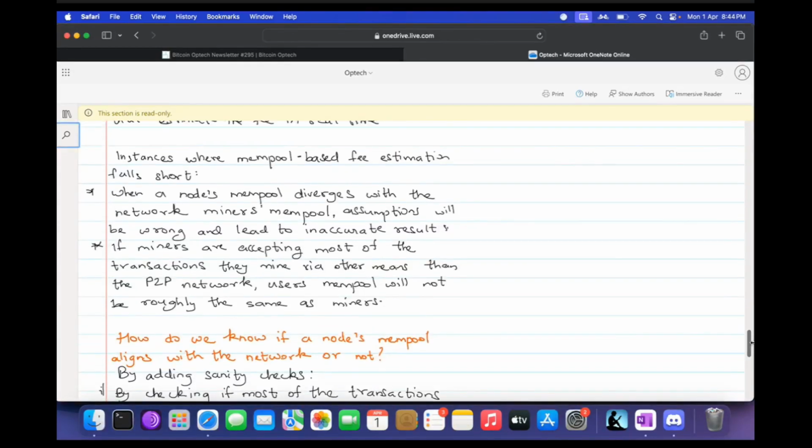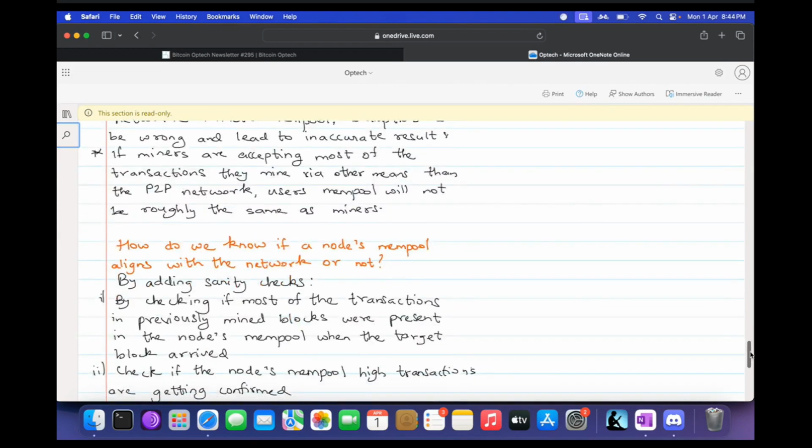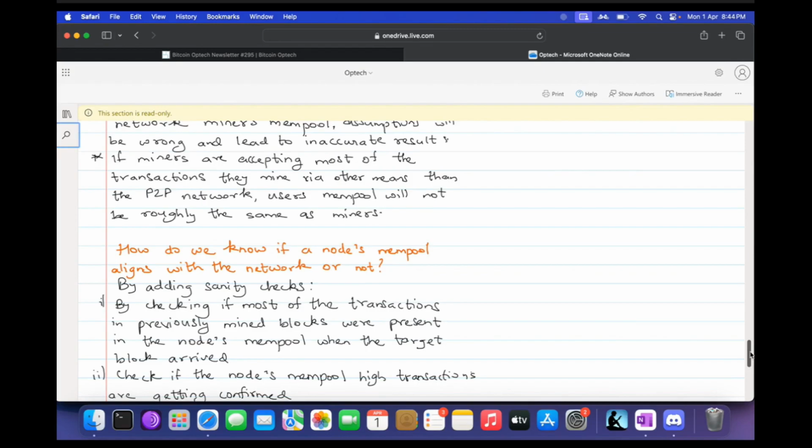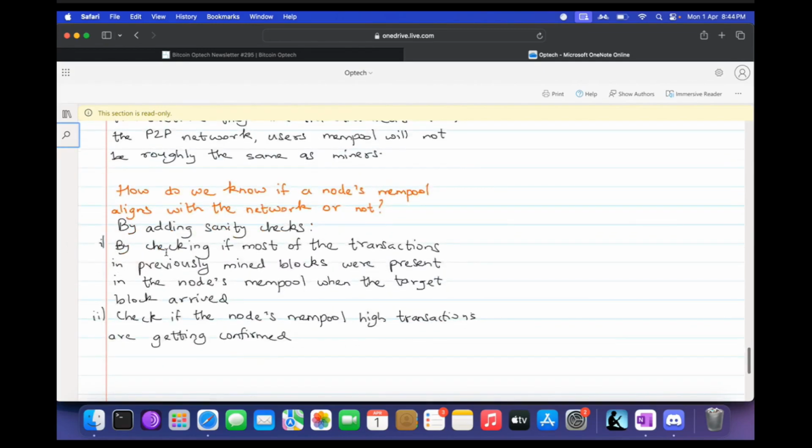So Abubakar Sadiq Ismail suggests we can add some sanity checks, okay? What sanity checks we can add is that firstly, we can check if most of the transactions in previously mined blocks were present in the node's mempool when the target block arrived. So you look at a certain mempool, for instance your local mempool, at a given time X, and then you look at the block that was mined at time X, and you see how many transactions that were in your mempool were supposed to get mined as per your fee rate estimator, and how many of them actually got mined.